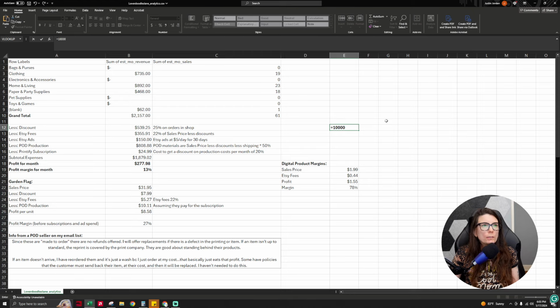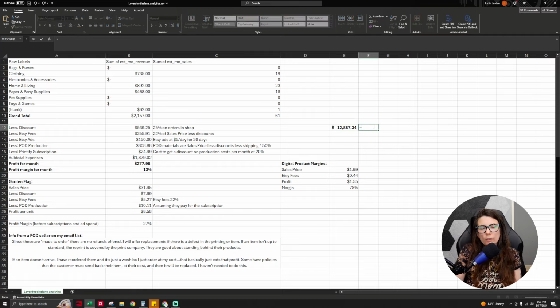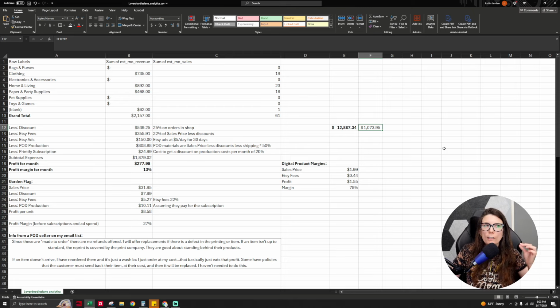Well, $100,000 times a 13% profit margin, the profit margin for this shop, they're only taking in $12,887 over the course of a year. And if we were to take that divided by 12, they are only keeping before taxes $1,000 a month. So when they're making $100,000 in sales, their take every month is only $1,073. So it's misleading.